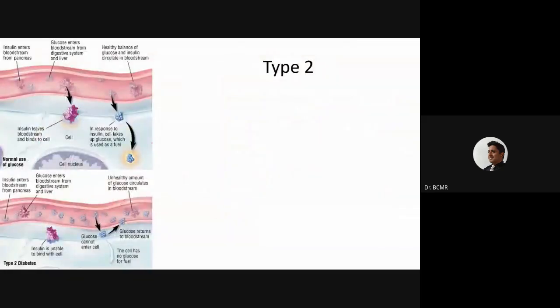In type 2 diabetes, the problem is not about insulin production. Insulin is produced into the bloodstream, the endocrine system. Insulin reaches the target cell. Typically, the target cells are skeletal muscle cells.